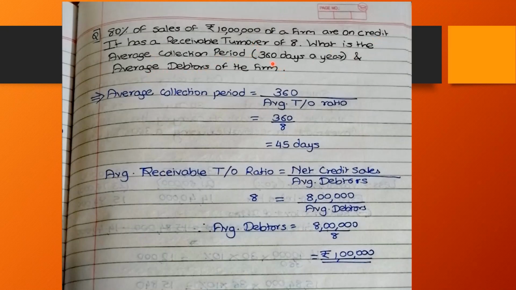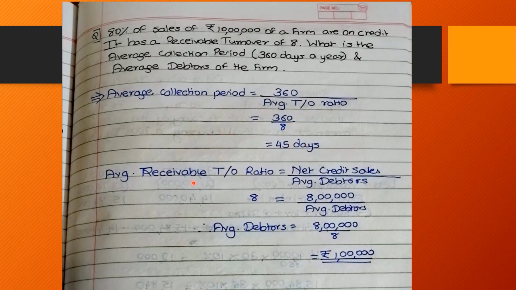They have given the year of 360 days and asked for the average debtors of the firm. So what we have to find is the average collection period and average debtors. For the average collection period, we have seen the formula: 360 upon average turnover ratio. Now both things are given. So 360 upon 8 is equal to 45 days.